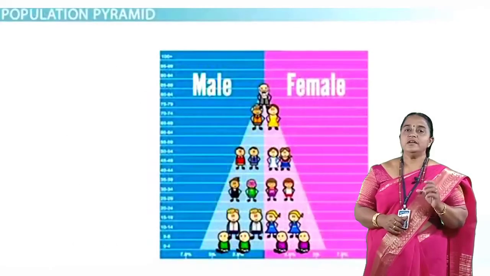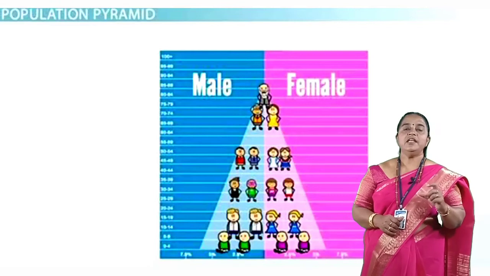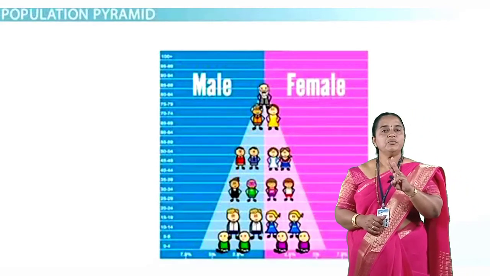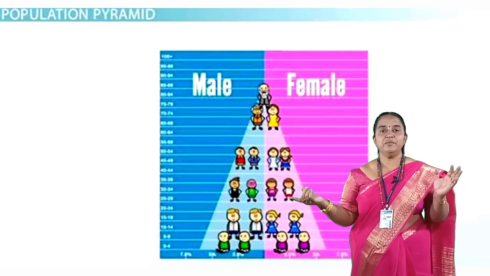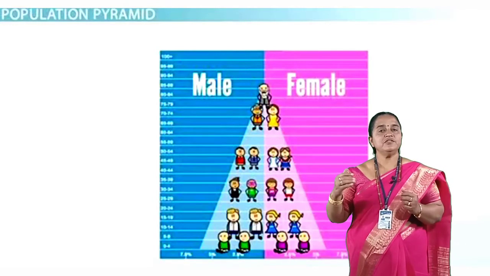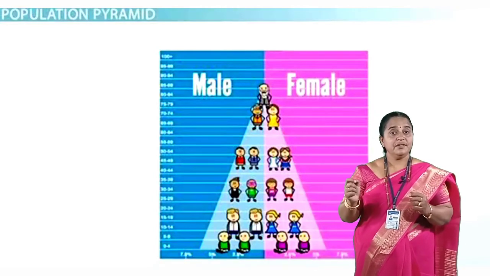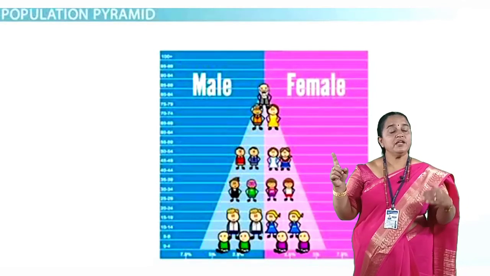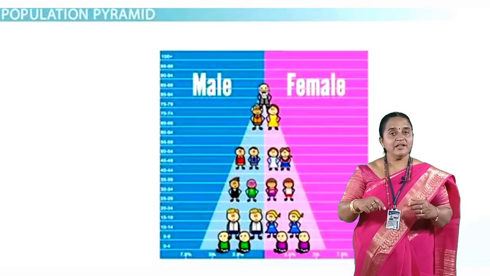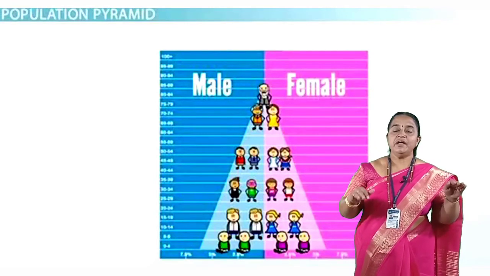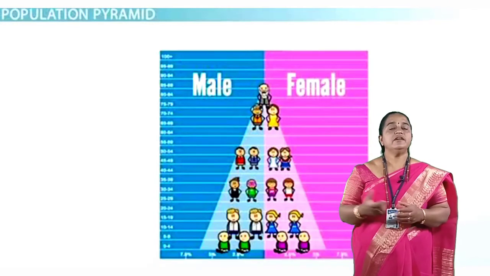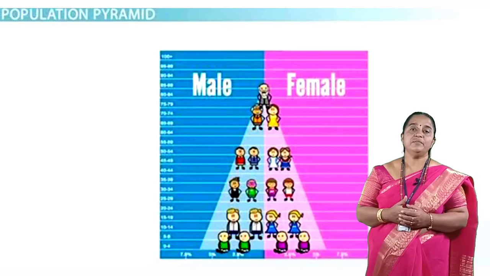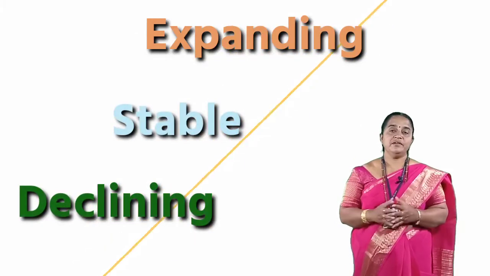Now here, using the pyramids, we need to explain 3 conditions of the population. If pre-reproductive number is more than post-reproductive, in future this population is expanding. If post-reproductive number is more than pre-reproductive, this population is declining. And if the pre-reproductive, reproductive and post-reproductive are at the optimum level, we consider the population stable. So 3 types of population we can see: expanding, declining or stable.